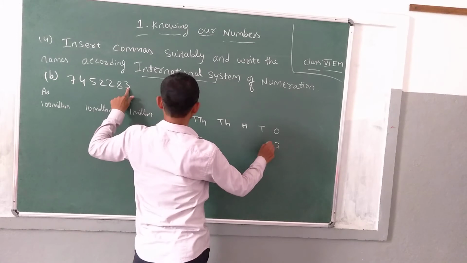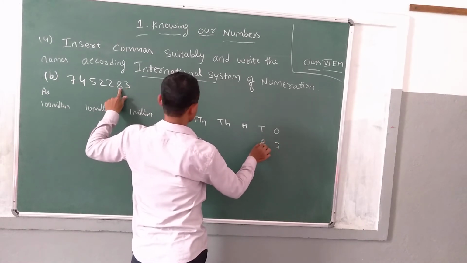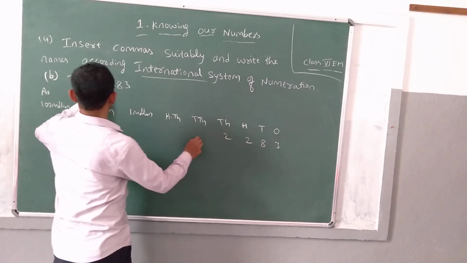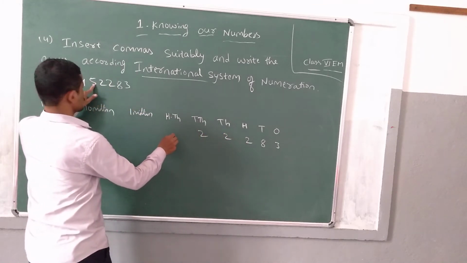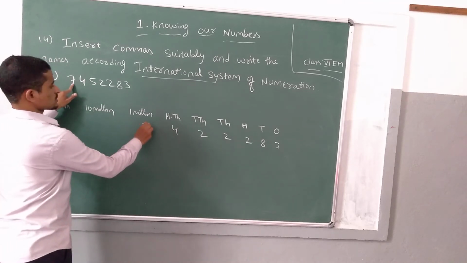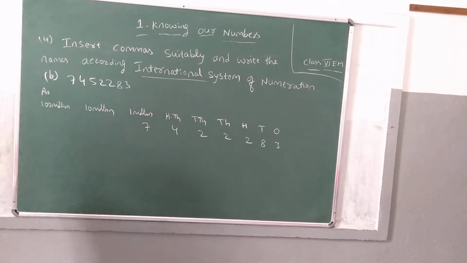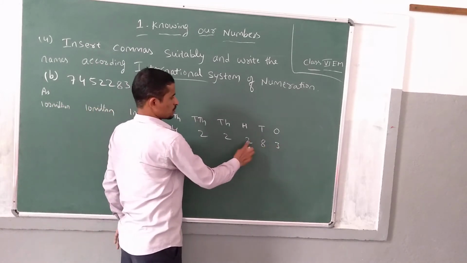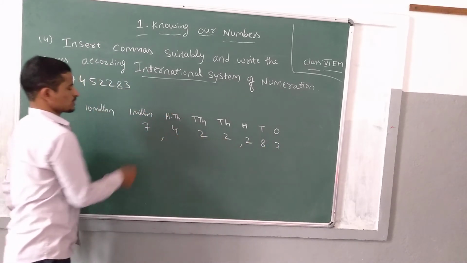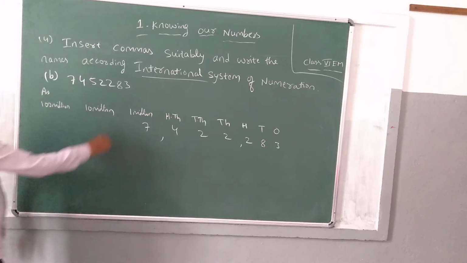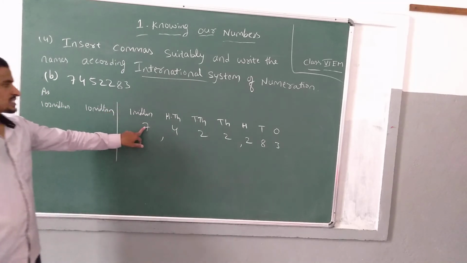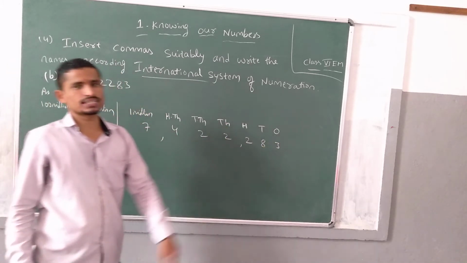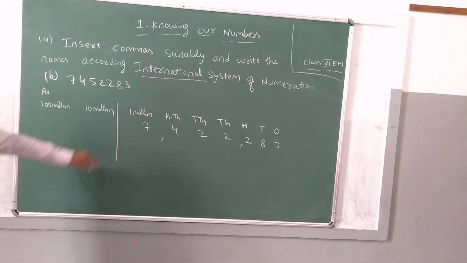3, 8, 2, this 2, and this 4, 7. Okay, now put the commas according to the international system. 1, 2, 3, put the comma. 1, 2, 3, put the comma. So up to here the number is 7,422,283. Very simple.